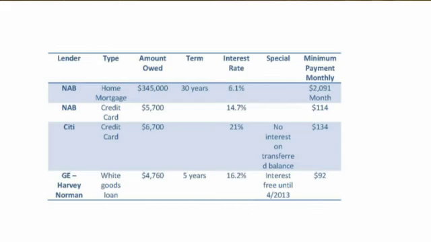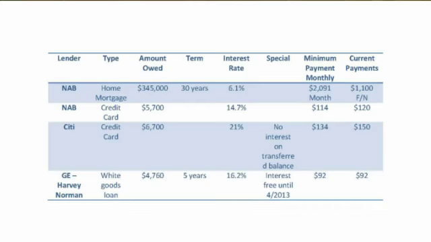Okay, so we've now added a column here which says minimum payment, and you can see for the NAB loan we've got a minimum payment of 2,000 and something a month, minimum payment for the NAB card of 114, and so on. So we've added that additional information. Now we've got two more columns to go. The first one is what you're currently paying. You can see from the table that we've added a column that's our current payment. So on the mortgage we are paying $1,100 a fortnight, and on the NAB card we're paying $120 and $150, etc. So that's fine. Now we want to look at the second column.